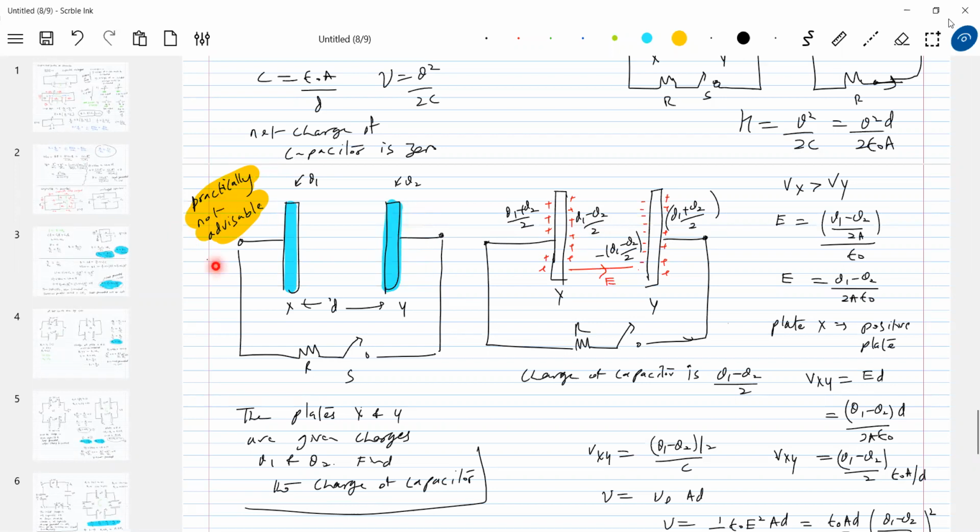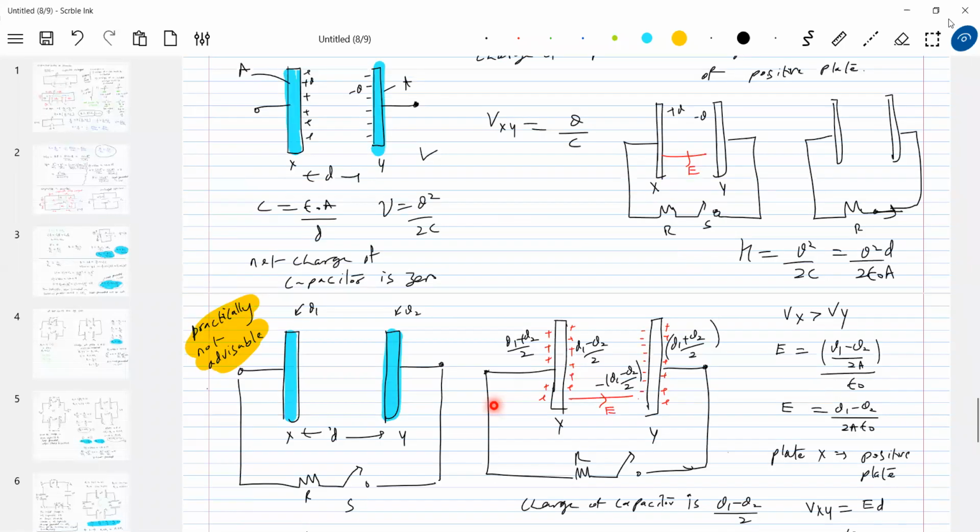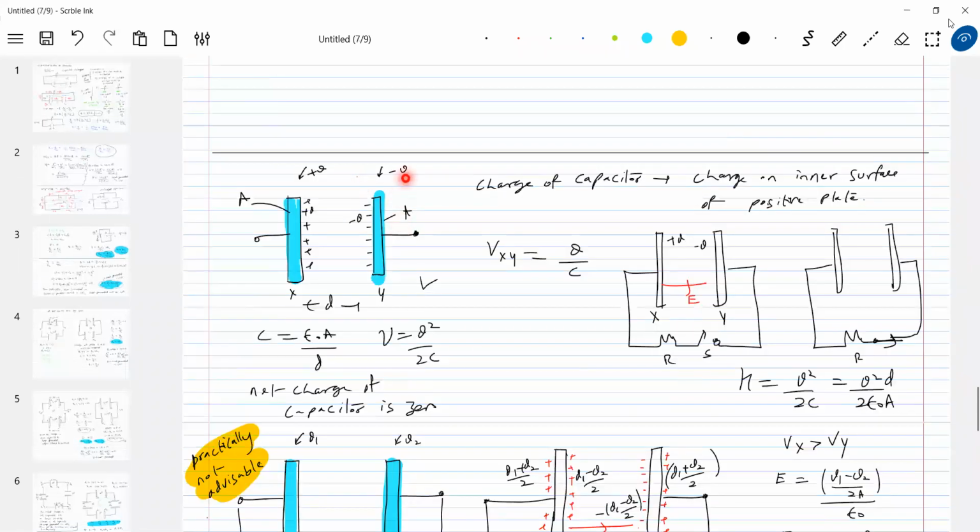I just wrote one very powerful statement: practically not advisable. Sir, what is the thing? Unnecessary or lost energy here. Energy external to the plates cannot be utilized for any application. So this is the wrong way of energizing a capacitor. We have to follow only this particular thing. So how to give this plus Q and minus Q? Just connect across the cell, problem solved.